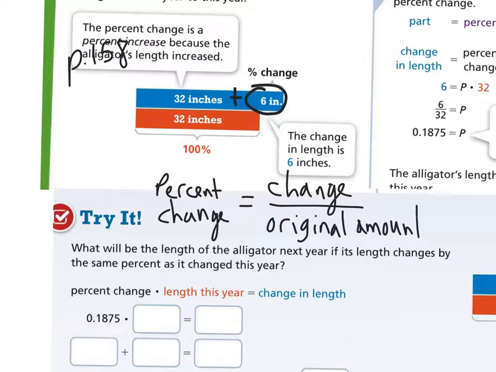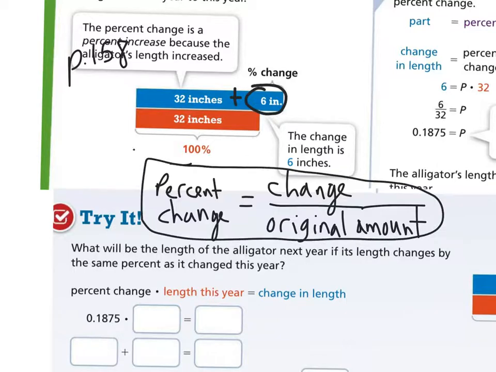Okay, so if we look at our definition, that kind of makes sense. It's how much it changed relative to its original amount. When you divide that out, if you do the change divided by the original amount, you're going to get a decimal, and then you'll just need to move your decimal 2 spots to the right to get your percent.